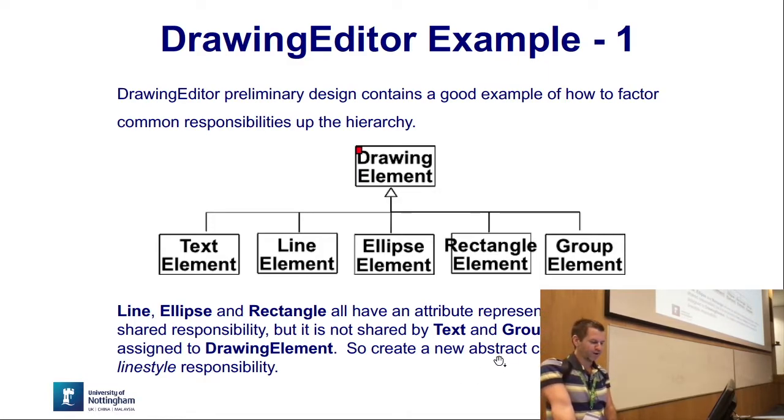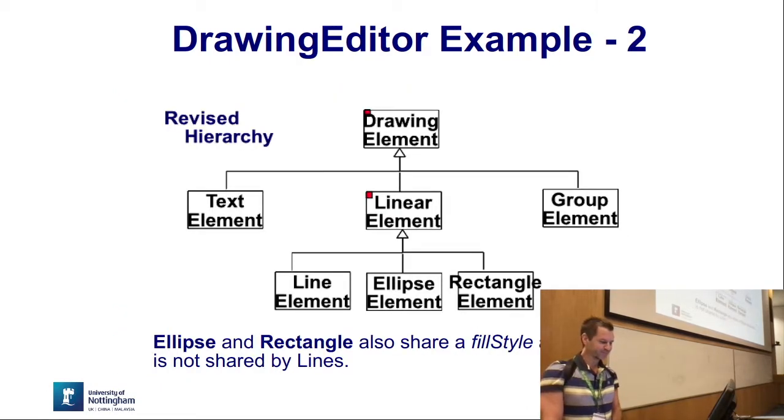So we can create a new abstract class to support the line style responsibility, right? You have solid lines, you have dashed lines, you have stippled lines, colored lines, right? That might not be attributes of text elements or group elements. So here we revise the hierarchy. We have now drawing element. Linear element has this line style responsibility in it, like get line style and set line style, right? And then text element and group element are off on their own.